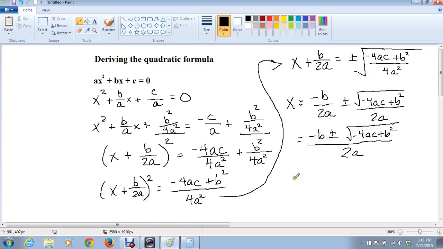And just one last thing to get it into the order we like to have it when we say the quadratic formula: negative b plus or minus the square root of b squared minus 4ac all over 2a. So that's your quadratic formula, and that's where it comes from. Anytime you have any quadratic equation, you can just plug in the coefficients a, b, and c and get x. So that's all there is to it.